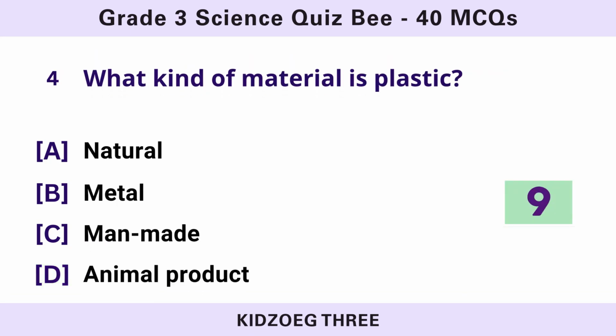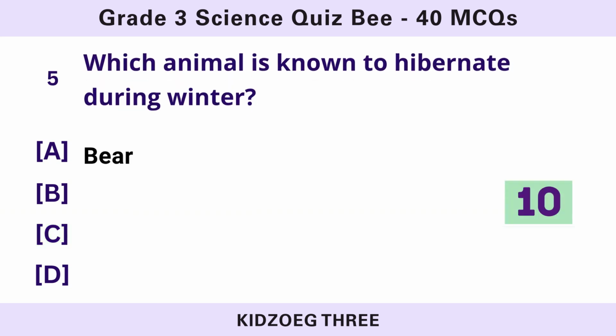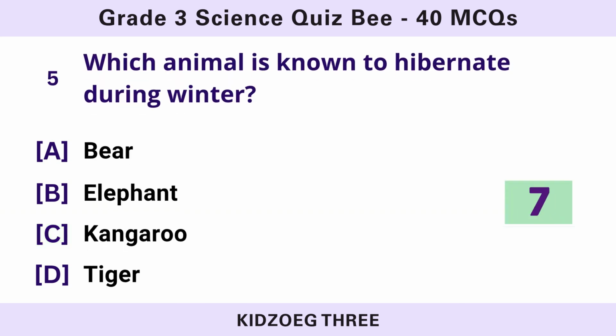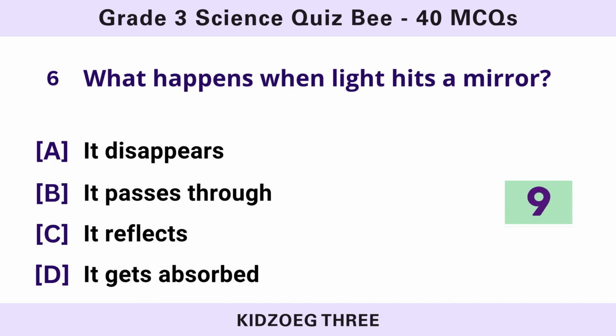What kind of material is plastic? Man-made. Which animal is known to hibernate during winter? Bear. What happens when light hits a mirror? It reflects.